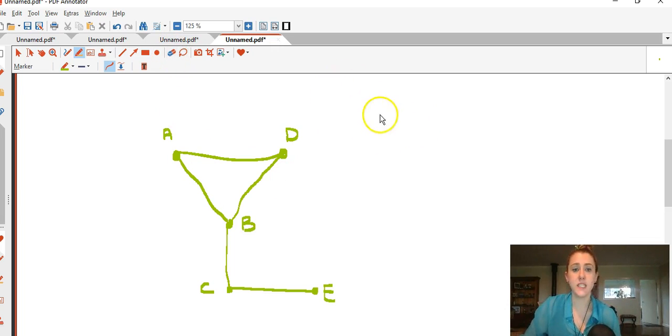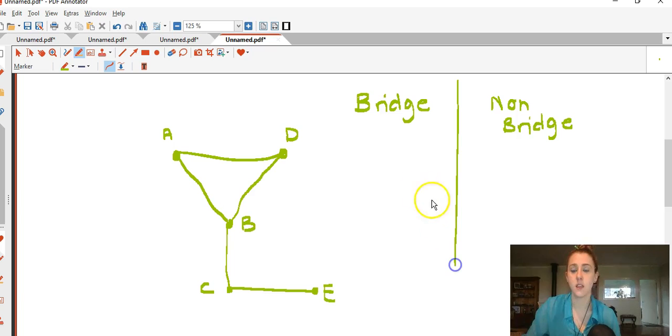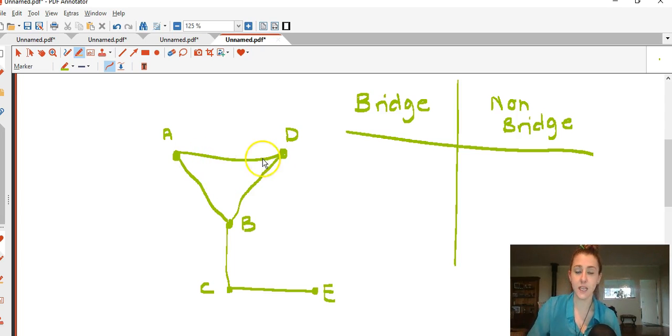So what we did was I wrote up bridge, non-bridge. Okay. So what we're going to do is systematically go through and one at a time remove an edge and then replace it again before we go on to the next one.